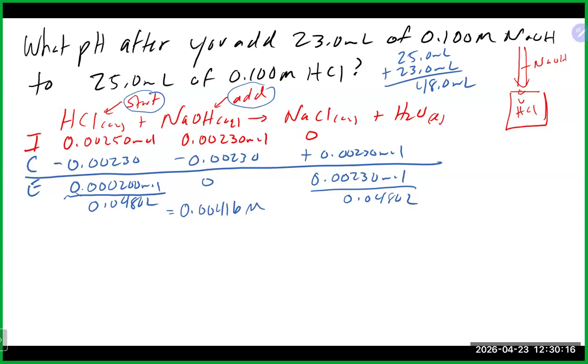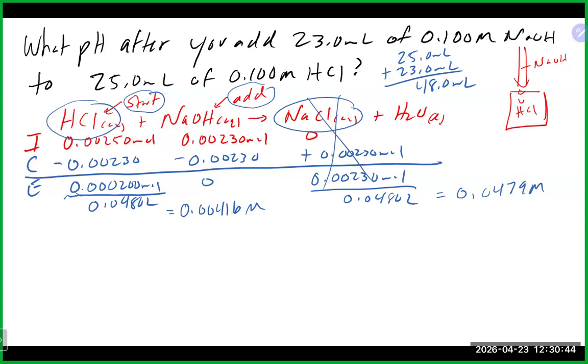And we'll do the same thing on the other side, 0.0023 divided by 0.048, 0.0479 molar. Any questions so far? Once again, looking at what we got left over, sodium chloride and HCl. Although they are related to each other, it is not a buffer. We still have our neutral salt.